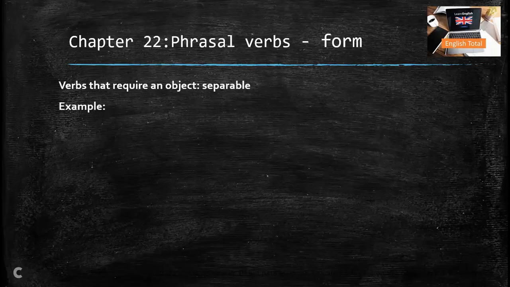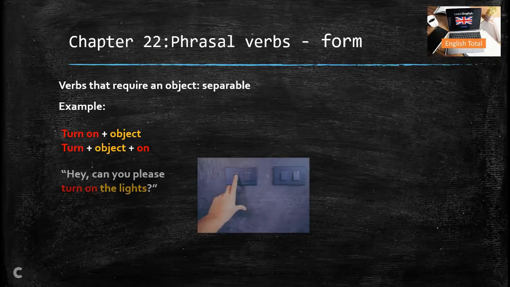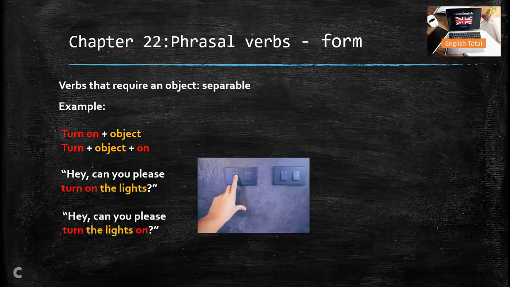Let's again look at some examples using the verb to turn on. You can use turn on followed by the object, or you can use turn followed by the object, and then the preposition on. For example, Hey, can you please turn on the lights? or Hey, can you please turn the lights on? Easy, right?